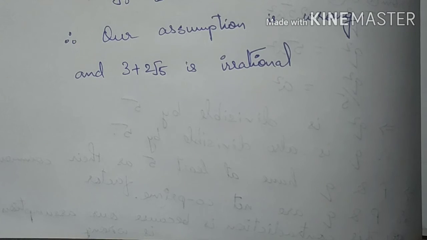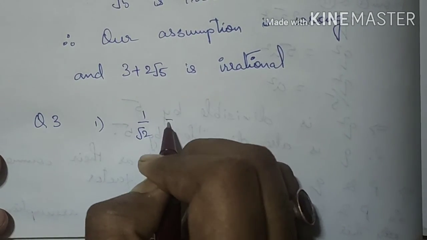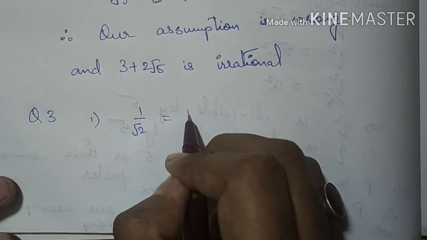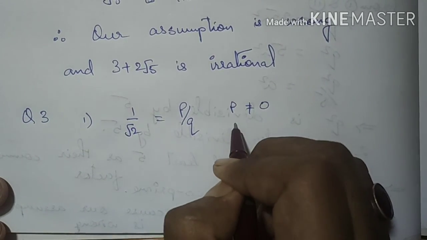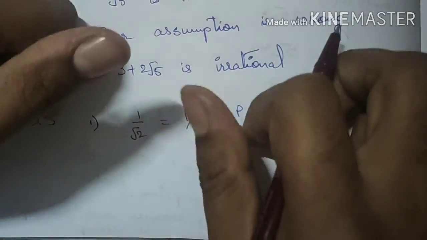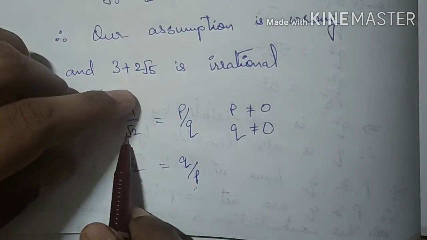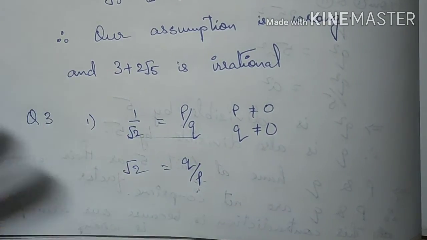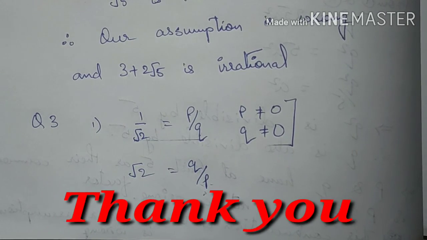The rest of the questions are exactly the same, and of course that is your homework. Just remember one thing: in question number 3 first part, 1 by root 2, when you take this as a rational number and write it as p by q, you have to mention that p and q both should not be 0, because this will reverse and become root 2 equal to q by p. So p cannot be 0, and in this case q cannot be 0, so both cannot be 0. You have to mention this part. Always remember this: denominators cannot be 0, you know that from class 8.